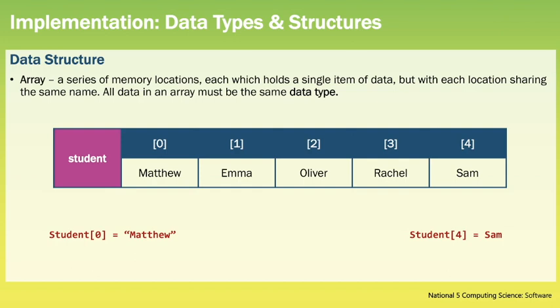Another data structure that we may use is an array. And an array is a series of memory locations, each of which holds a single item of data, but with each location sharing the same name. And in an array, all data must be the same type. So the example we have here is an array called student.